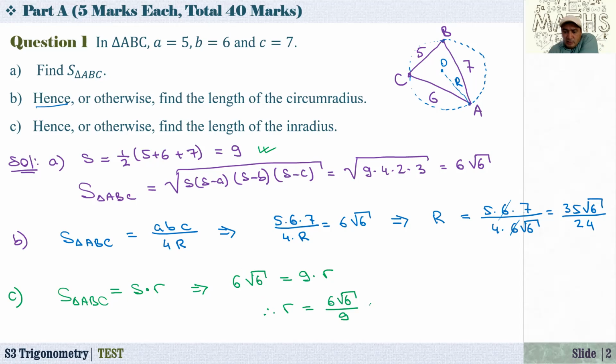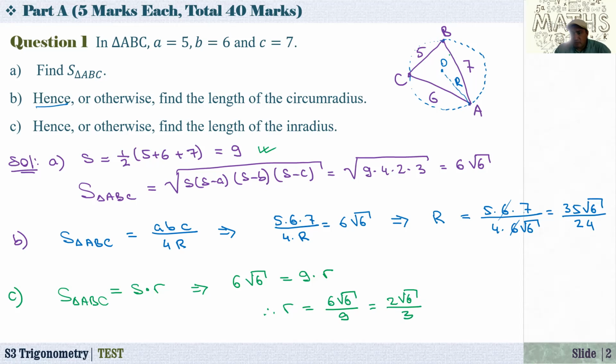If you write this in its lowest terms, 6 and 9, the highest common factor is 3. By dividing numerator and denominator by 3, we can simplify this further. So it is 2 times square root of 6 over 3. That is the radius of the inscribed circle.